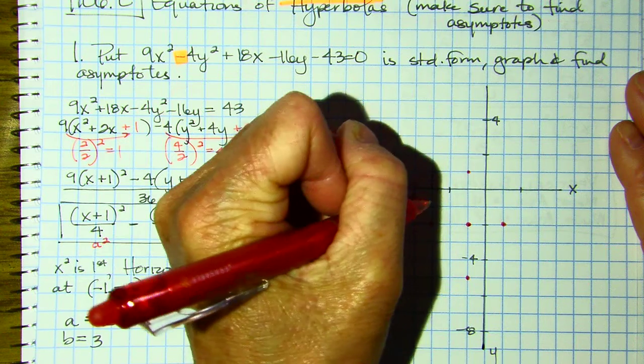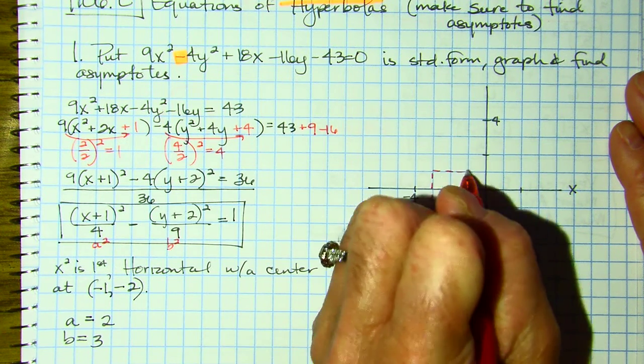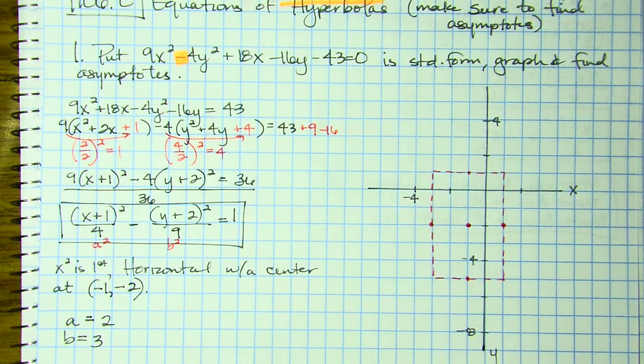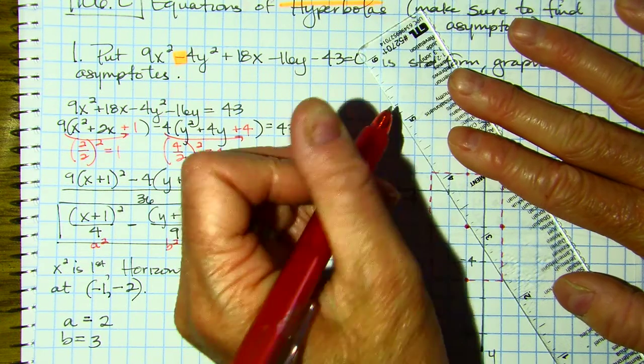And this forms my triangle. So with an ellipse, A squared is the larger number. With a hyperbola, A squared is always first. So let's draw this line here.